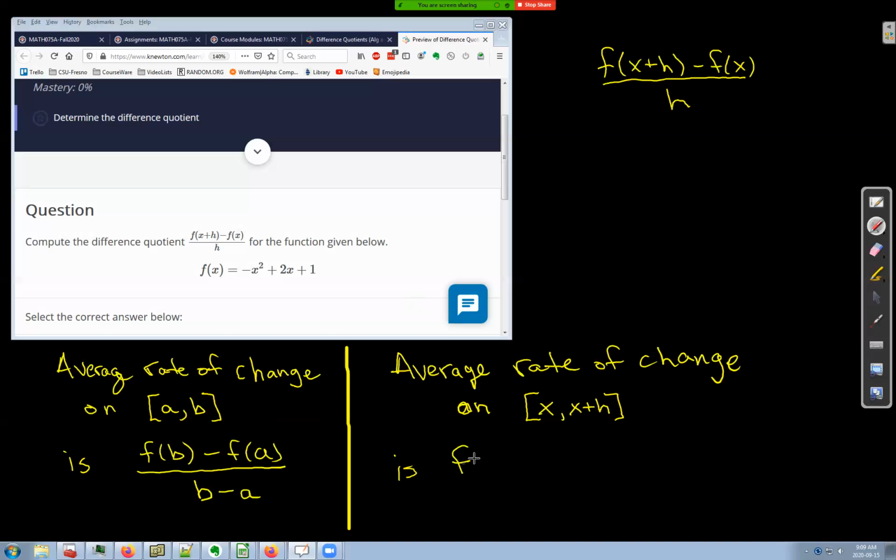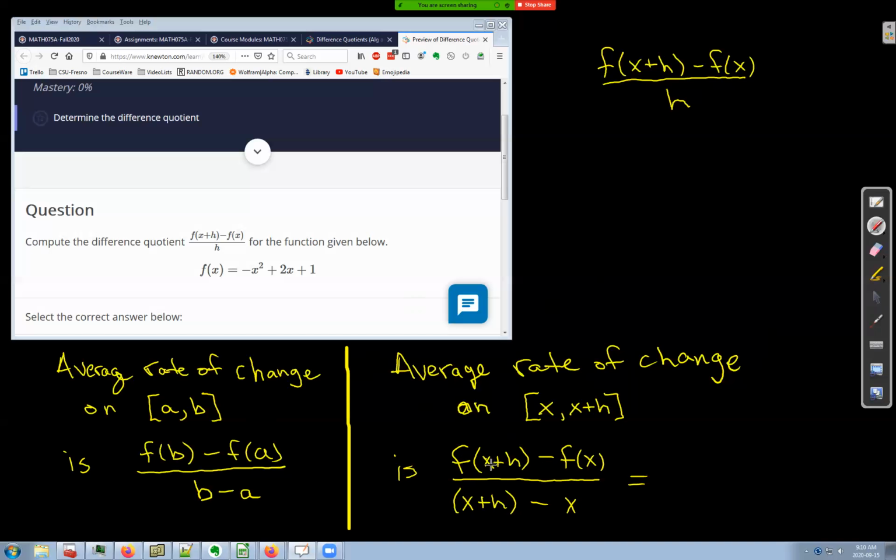So I get f of X plus H, instead of B, and then f of X instead of A. In the denominator, instead of B I write X plus H, and instead of A I write X, so X plus H minus X. This is just the average rate of change formula, but with X instead of A and X plus H instead of B. Now if you simplify this, you can't really simplify the numerator because this X is trapped inside of the function.